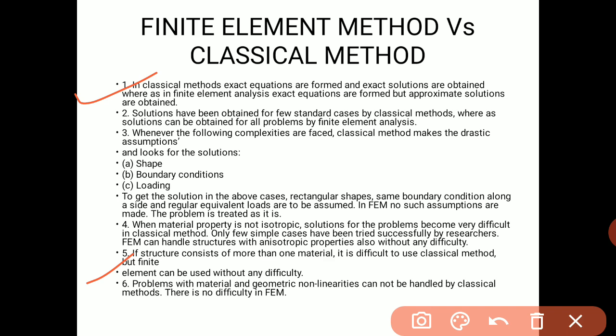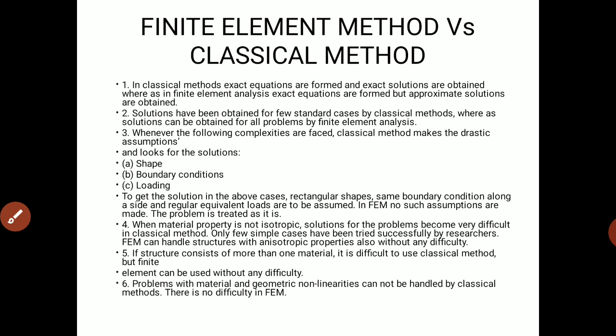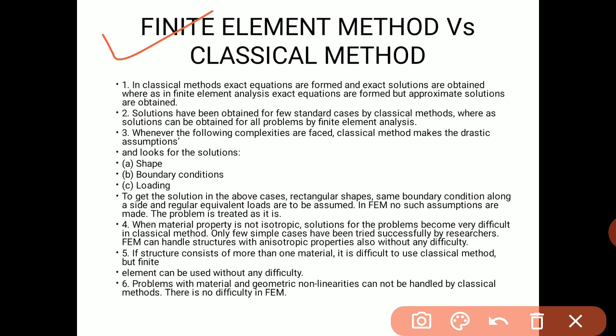Problems with material and geometric non-linearity are difficult in the classical method, but there is no difficulty in the finite element method. So the assumptions that I used in the classical method are handled by the finite element method. This is the basic difference between the classical method and the finite element method, proving that the finite element method can solve all the complexities.